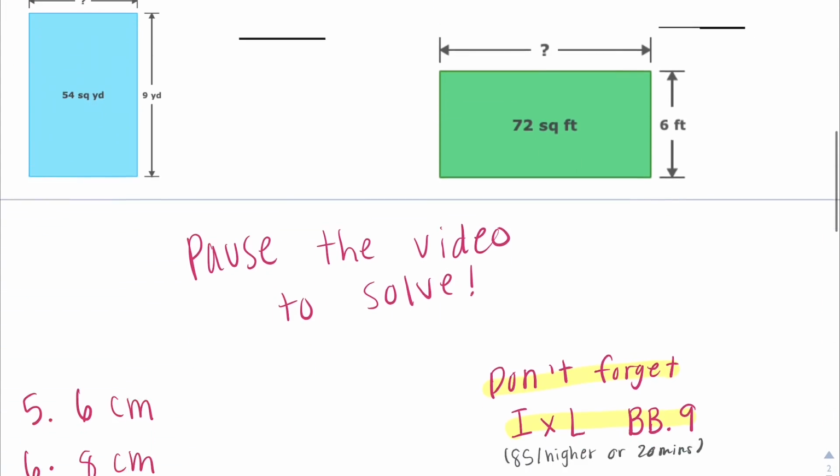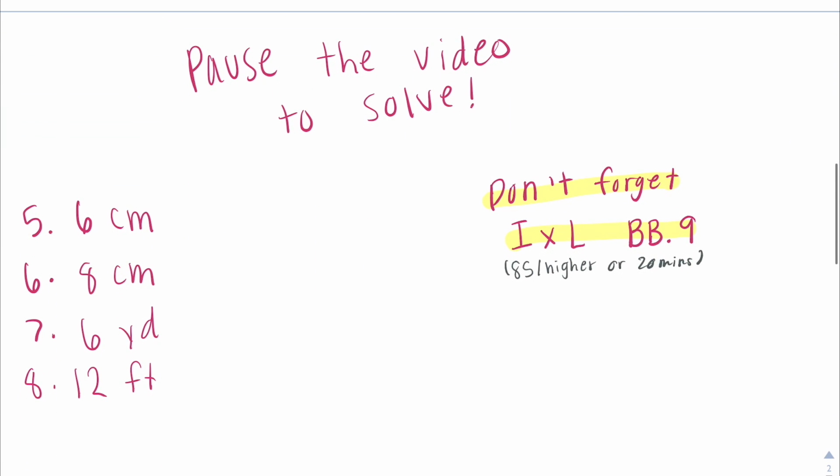Alright, if you're unpausing the video, it's because you solved it, so good job pushing through those problems. For number 5, I got 6 centimeters. Number 6, I got 8 centimeters. Number 7, I got 6 yards. And number 8, I got 12 feet. Remember, we're not doing squared units here because we're finding the length or the width.